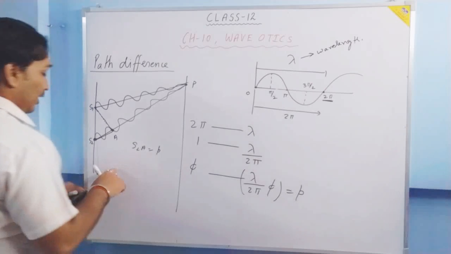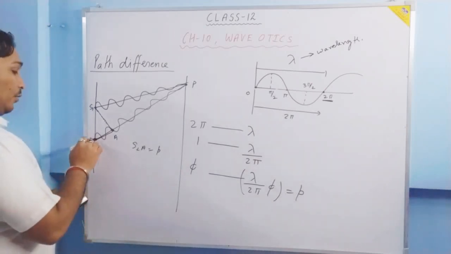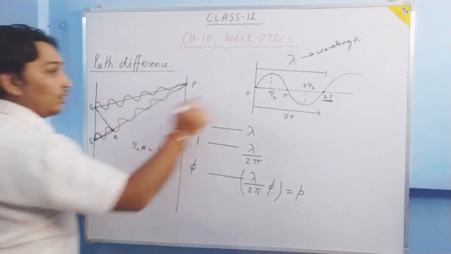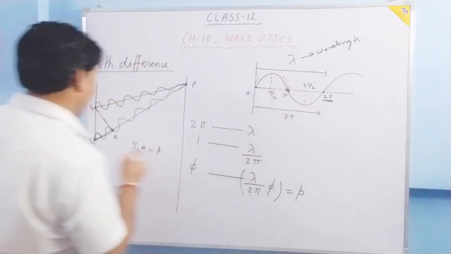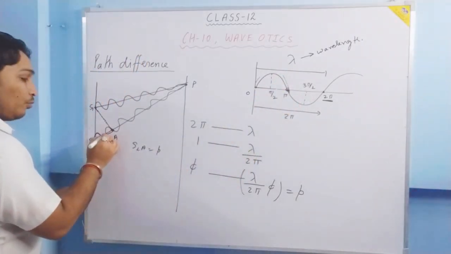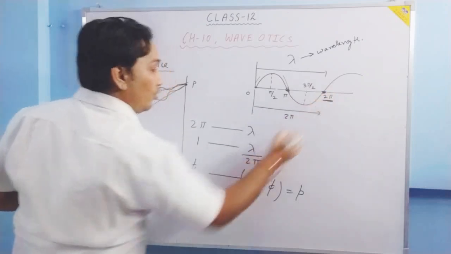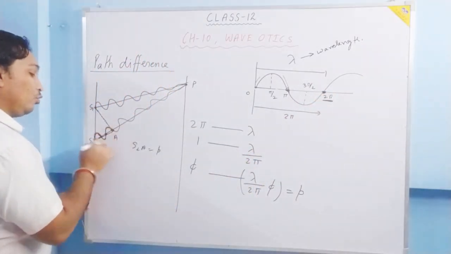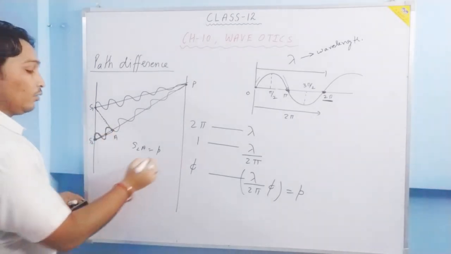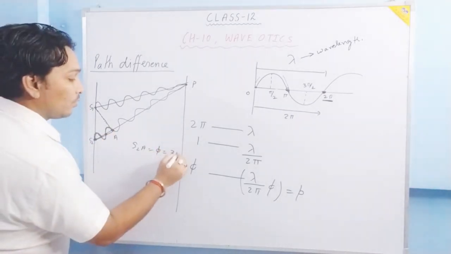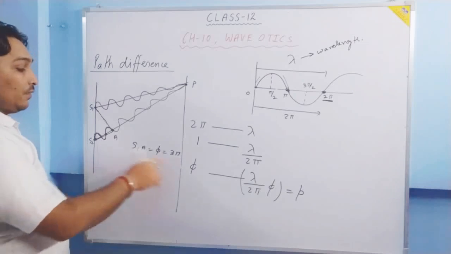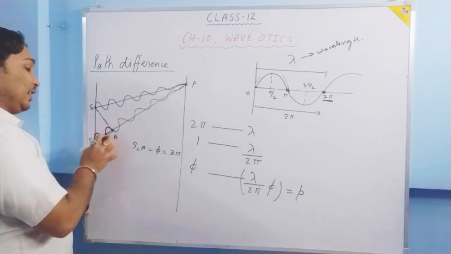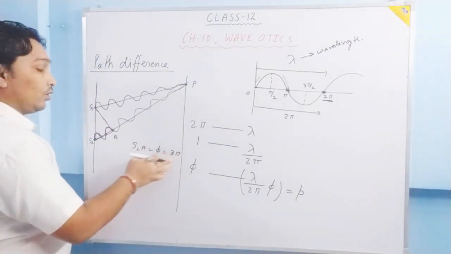Now just try to understand. From here till here it is pi. From here till here it is pi. Then from here till here it is 2 pi. 2 pi means a complete wave. Then again 1 pi. 2 pi plus pi, it is 3 pi. So this phi is equal to how much? 3 pi. The phase difference which is there is equal to 3 pi. So this is the phase difference.